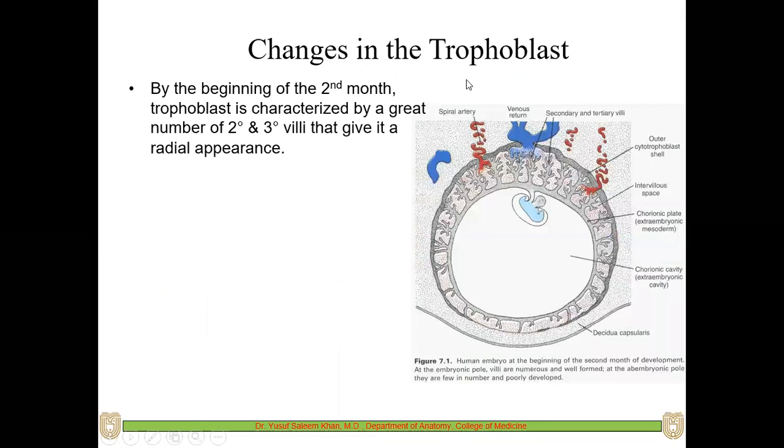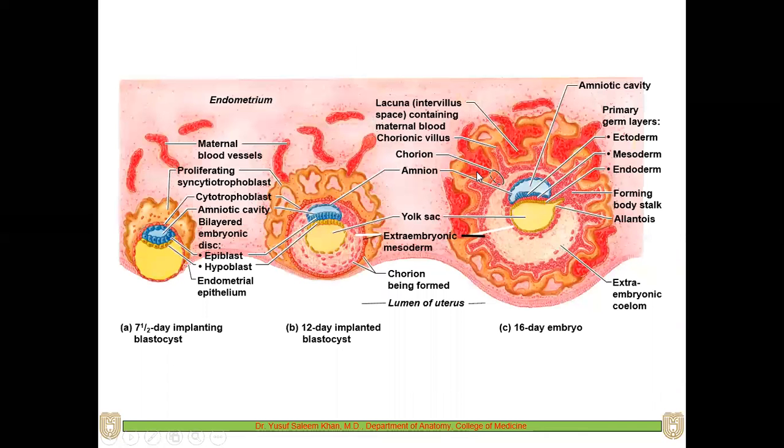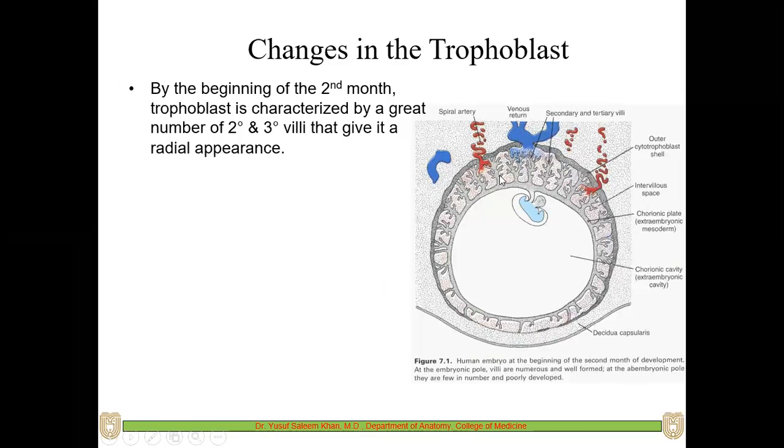Now there are changes within the trophoblast. Trophoblast are the same cells. By the beginning of the second month, trophoblast is characterized by a great number of second degree and third degree villi that give it a radial appearance. If you see here, these same villi which were very irregular, now by the second month become much more regular and become the second degree and third degree villi. We'll see what the second degree and third degree villi are. So these are villi-like projections, finger-like projections called villi, which are going from the fetal side to the maternal side.